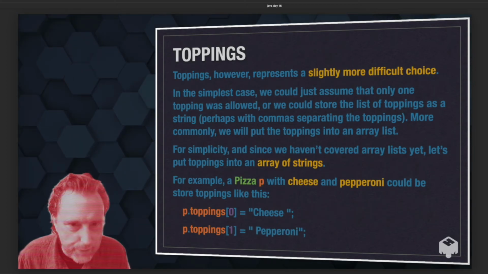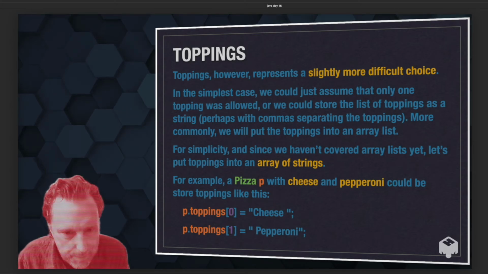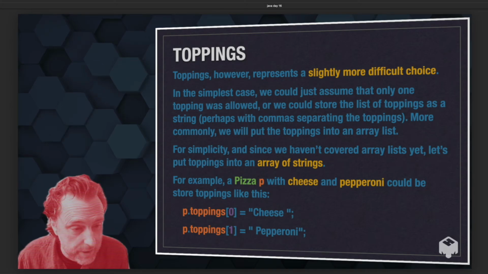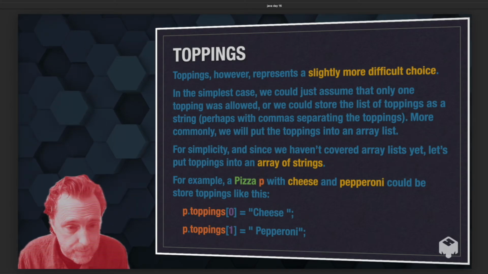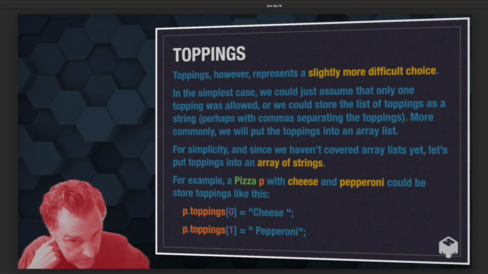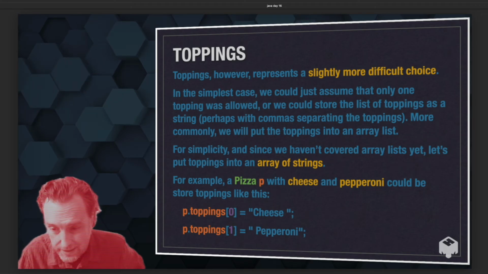Toppings are slightly more difficult. Again, we could just count the toppings, but maybe it makes more sense to have an array that describes different types of toppings, and then we can add those toppings specifically to a pizza. That might be a nice step forward in terms of complexity.